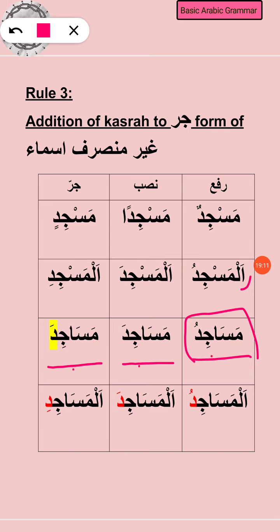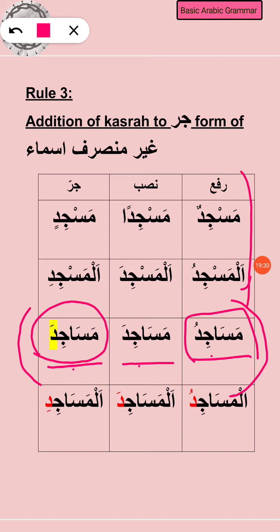Now what was expected to be its jar form? It was expected to be masajidi, right? But it's not that way. It is masajida, and this kind of thing is observed in a particular group of Arabic asma, and that group is called ghair munsarif asma. A great deal regarding this group is coming up in the next lesson, inshallah. We'll study all the other relevant details in that chapter, inshallah. But over here, let's just stick to the concept that is necessary to understand this point of al.